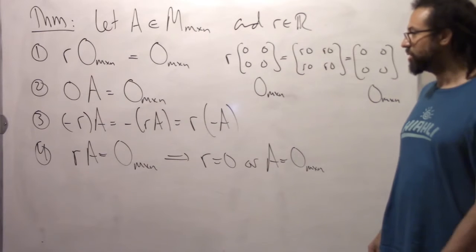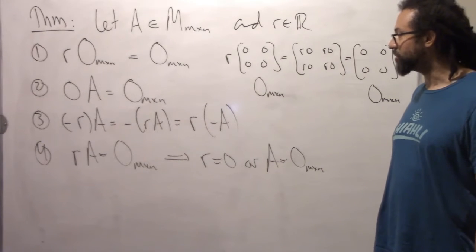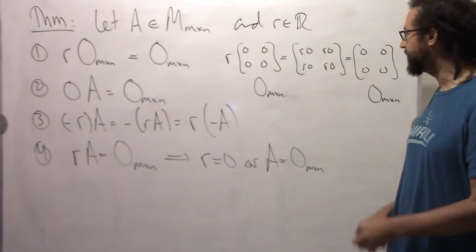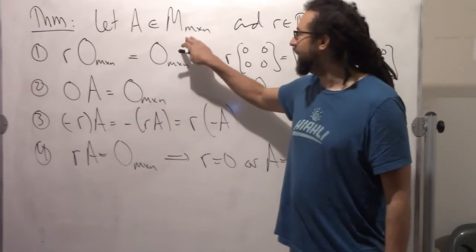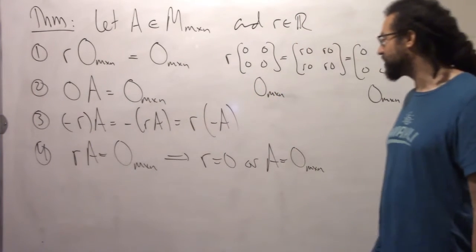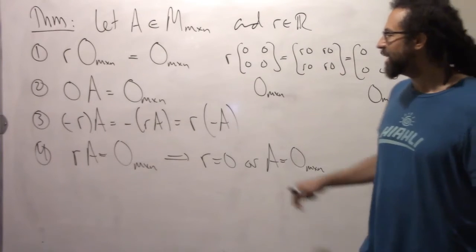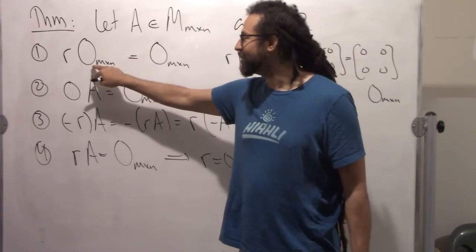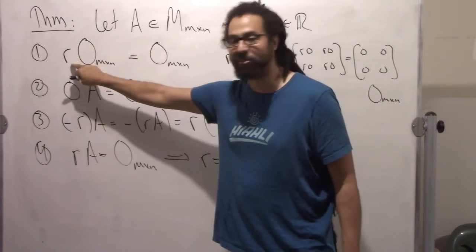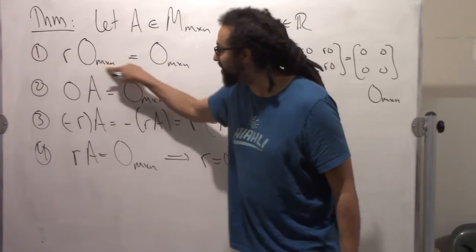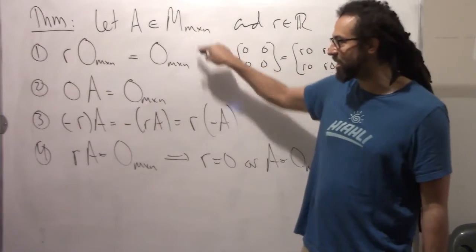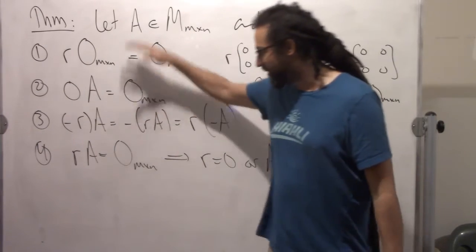All right, a few other properties for scalar multiplication having to do with the 0 matrix. We'll let A be any m by n matrix, so some rectangular matrix with m rows and n columns, and we'll let R be any real number. And I want to differentiate between the zero element of the set of m by n matrices and the zero element of the real numbers. When you see 0 m cross n, that means it's the zero matrix that lives in here. So, what do these four things say?